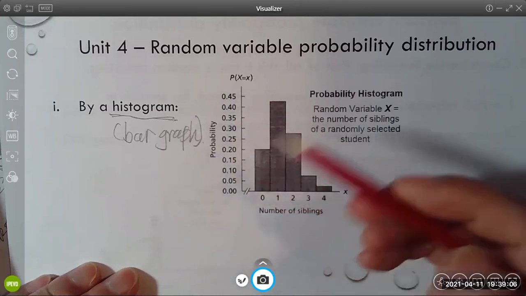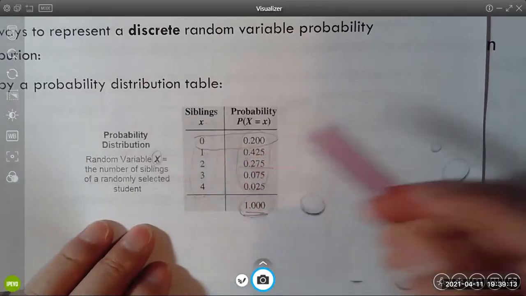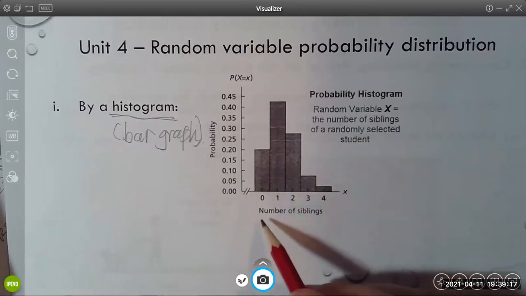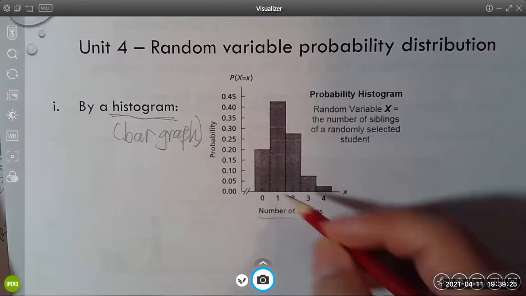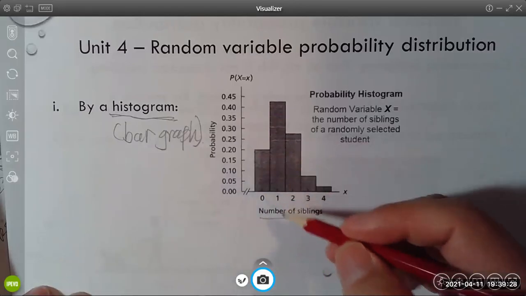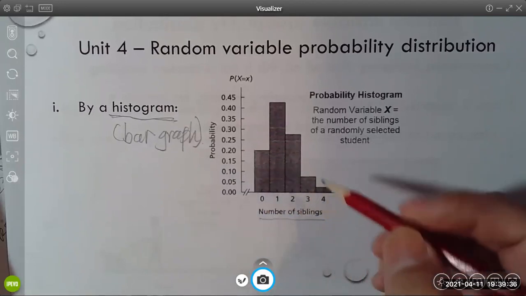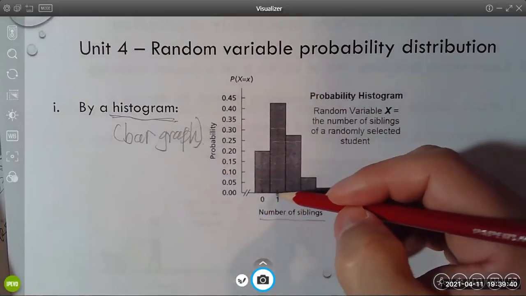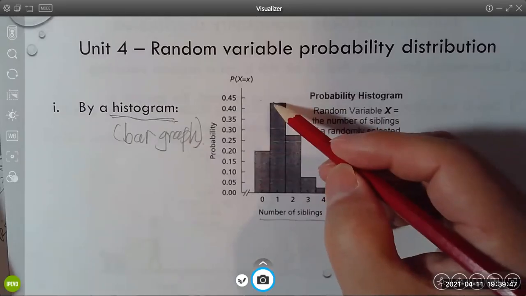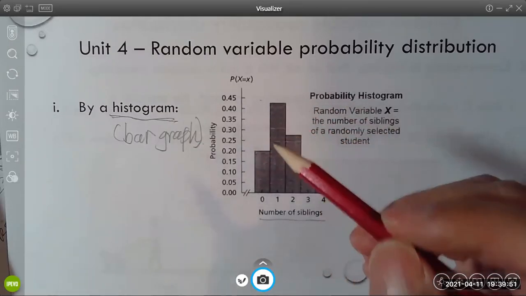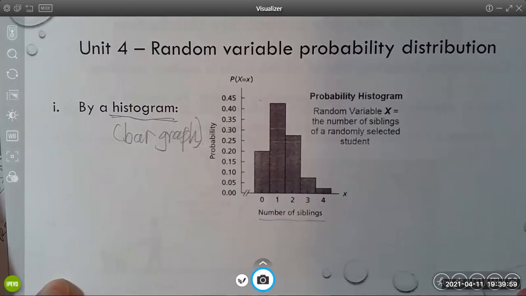Notice that it's all smaller than 1, right? So we mentioned that about 42.5% of all students have one sibling. Look at how they label the axis. They don't label it with something like class intervals, right? You have to use some specific meaning so that people can read this chart and understand it. So this is the number of siblings, and this is the probability. If we look at one sibling, the height is between 0.4 and 0.45. That's 0.425, right? There's a 42.5% chance that a selected student will have one sibling. So this is exactly the same information, just represented differently.